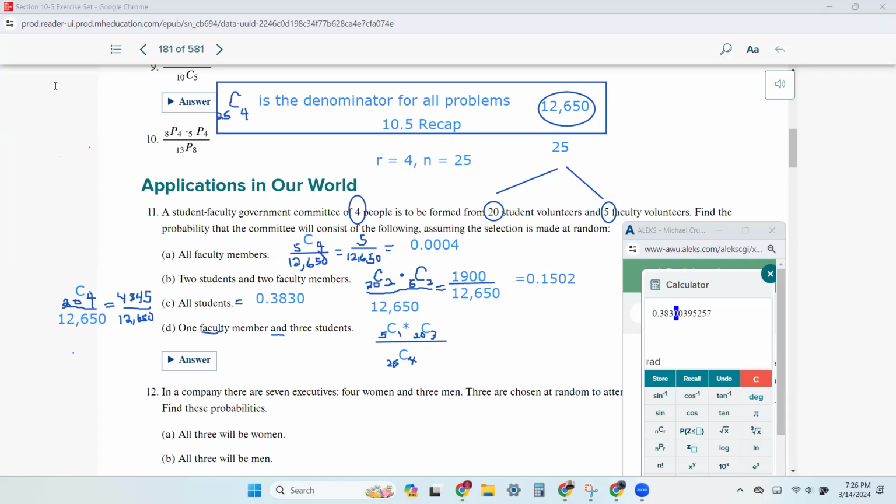So now we're going to equal out here. Let me get to blue. So remember, the denominator was the 12,650.